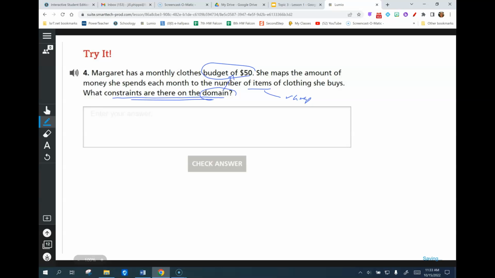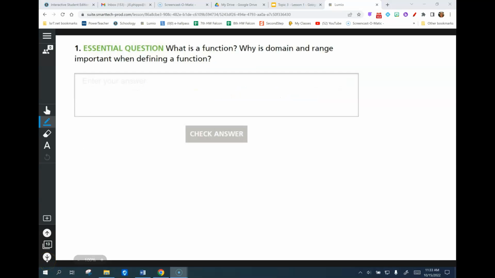So what's her constraints? Can she spend negative dollars? Nope. Okay, that's not okay. You have to start at 0, but what can she go to? She can only go to $50. That's all she can spend. So that's going to limit, of course, her amount of clothes. Again, if you want to find the exact mathematical, perfectly worded problem and answer, go through the interactive book.